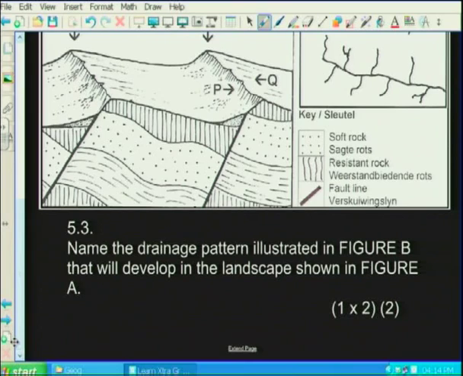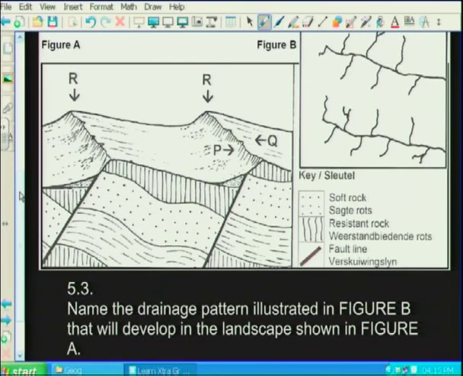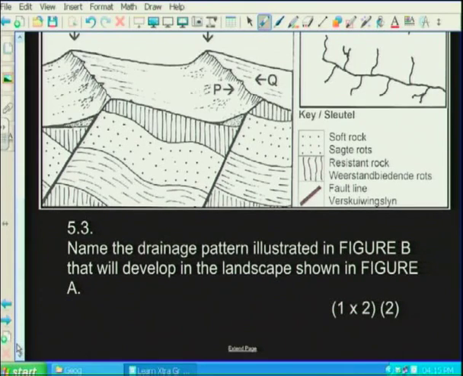Okay, 5.3. Name the drainage pattern illustrated in figure B that will develop in the landscape shown above. You should automatically relate alternating layers of hard and soft rock to a trellis-shaped drainage pattern that is shown here in the diagram. So the answer for 5.3 is trellis, and if you go back to your fluvial section, when you are learning your drainage patterns, we've mentioned before that it's critical that you learn the underlying rock structures as well.